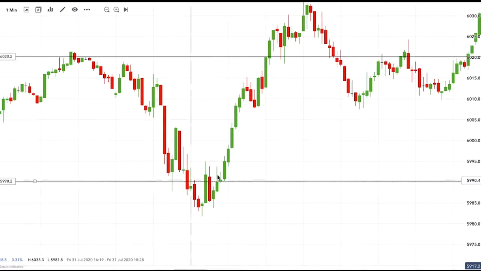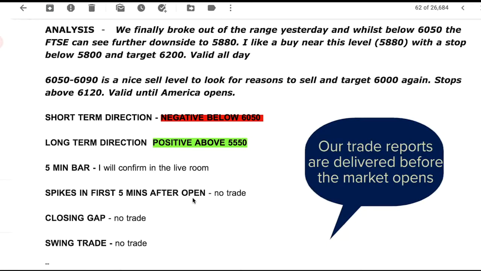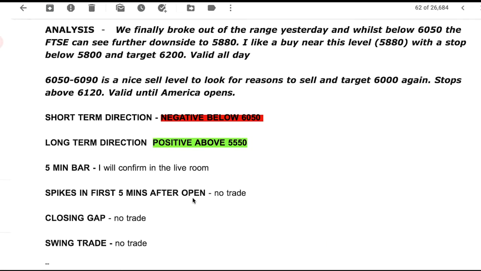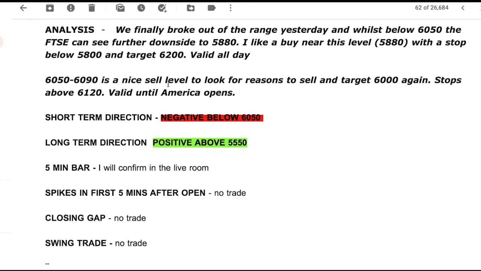Okay, so let's just have a look at what we're looking for going into next week as well. Okay, so this is actually the report that we sent out to our clients, or they access it in the live trading room, and they had this on Friday morning before the market opened. So in this particular report, we're already telling them that we're looking for this area to sell at 6050 to 6090 is a nice sell area.